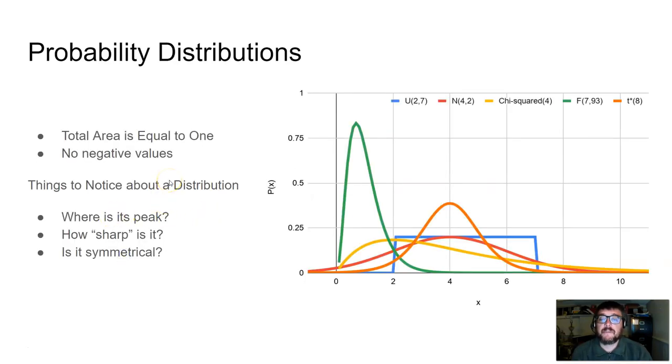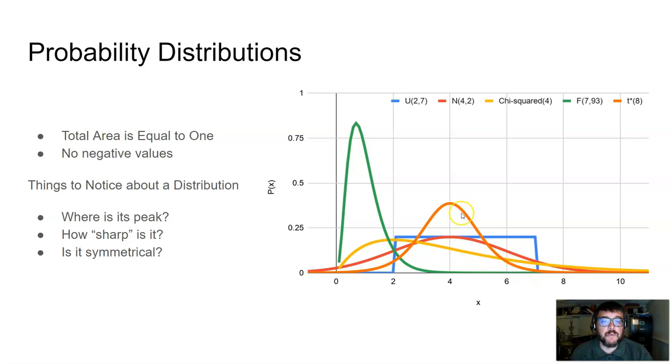So first of all, there are some things that all probability distributions have in common. One is that the total area is equal to 1. So what we're talking about here is all the possible outcomes from a random process. And there are no negative values, again, because it's probability. And then each of these curves represents a different kind of probability distribution.